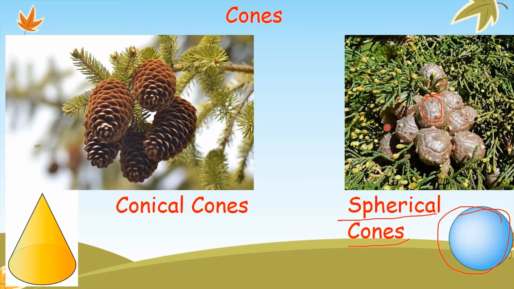There are two different types of cones. The cones of pine and cedar are conical cones. The cones of cypress are spherical cones. They look like a ball. Because they look like a ball, we call them spherical.